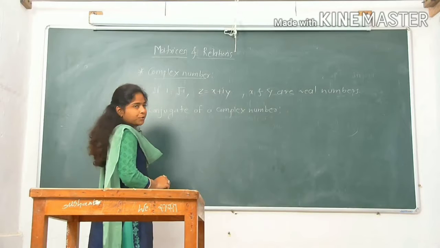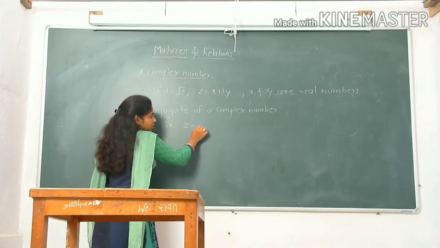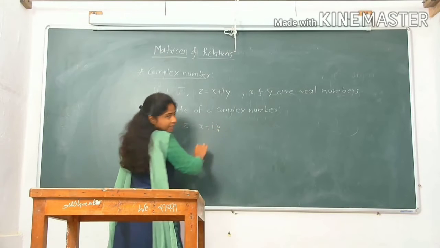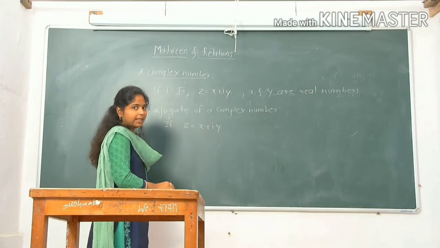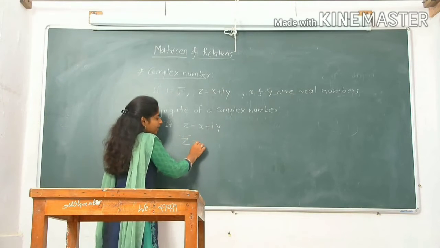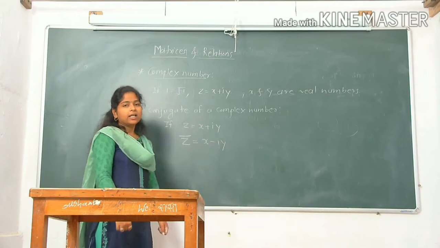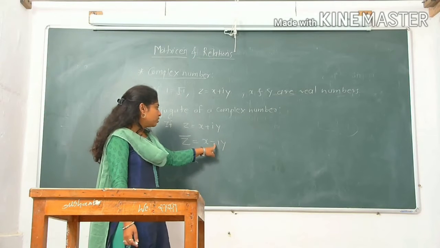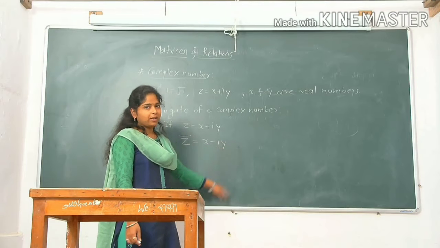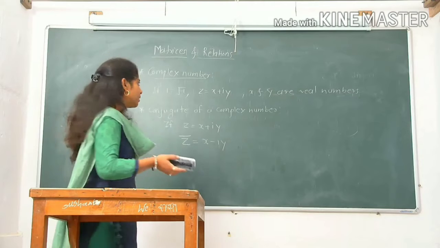Let us define the conjugate of a complex number. If z is equal to x plus iy is any complex number, then its conjugate is denoted by z bar, and it is defined by z bar is equal to x minus iy. That is, we have to change the sign of the imaginary part. Now we will see what are complex matrices.